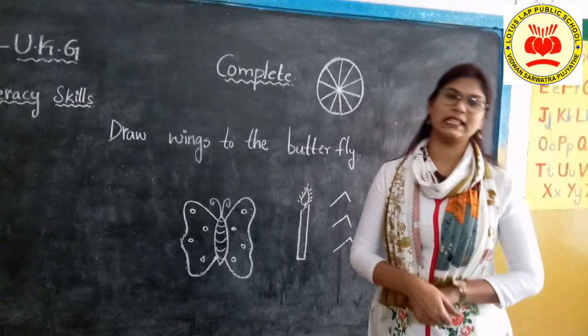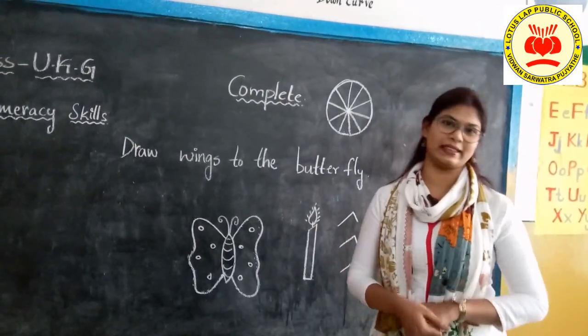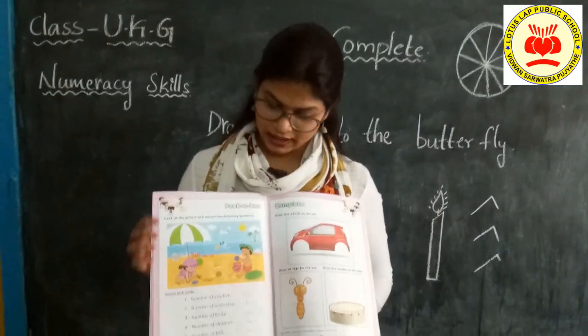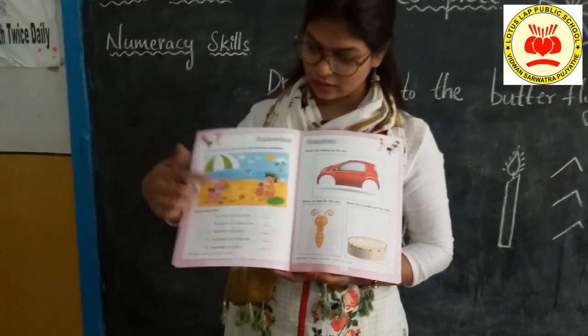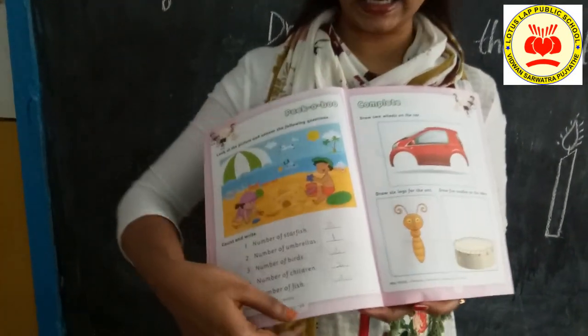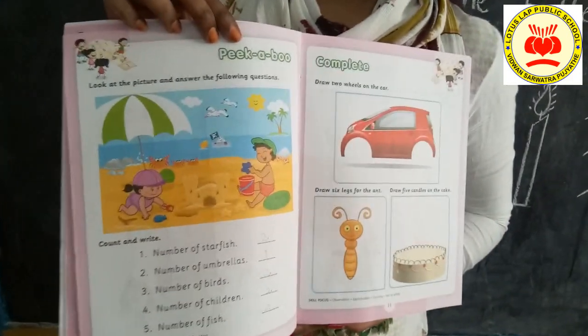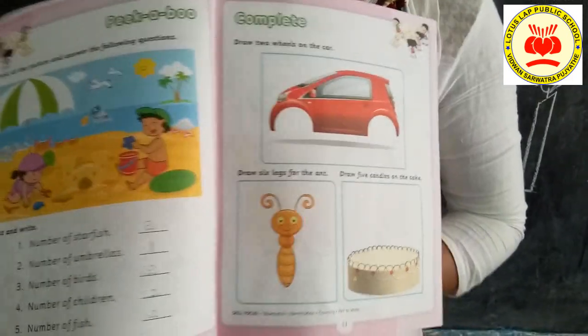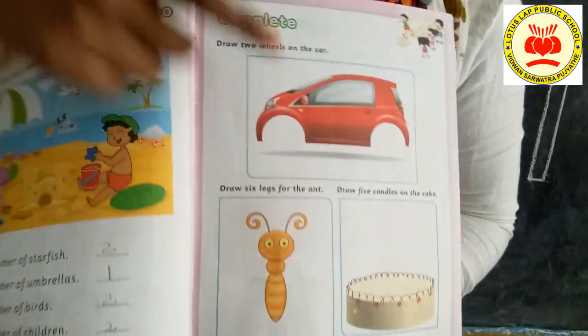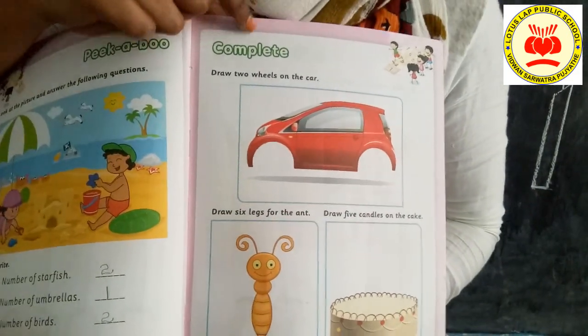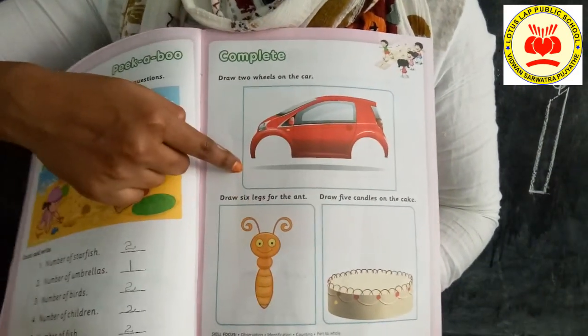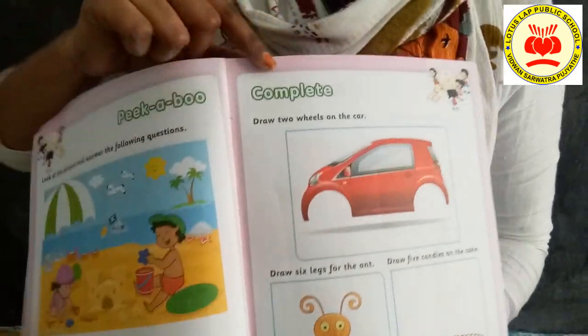So let us see the textbook, what it gave in that. Okay. So this is your textbook now, children. In the last session we completed page number 10, which is peek-a-boo. Right. Now let's move on to page number 11, complete. You can see the pictures here. Let's discuss this one now.